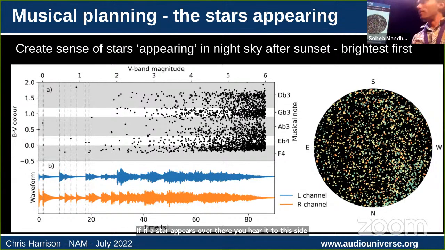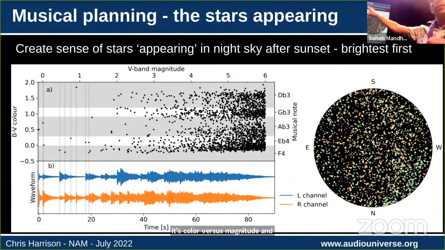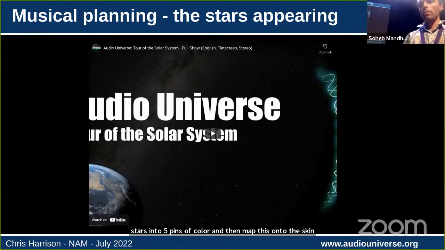I'll quickly show the data version of this plot, because this is the data of the stars, its color versus magnitude. And as time goes through the sequence, the brighter stars appear first and the fainter stars appear later, just like the stars appearing in the night sky. And then we've grouped the stars into five bins of color, and then map this onto the scale. So let's take a listen to that.